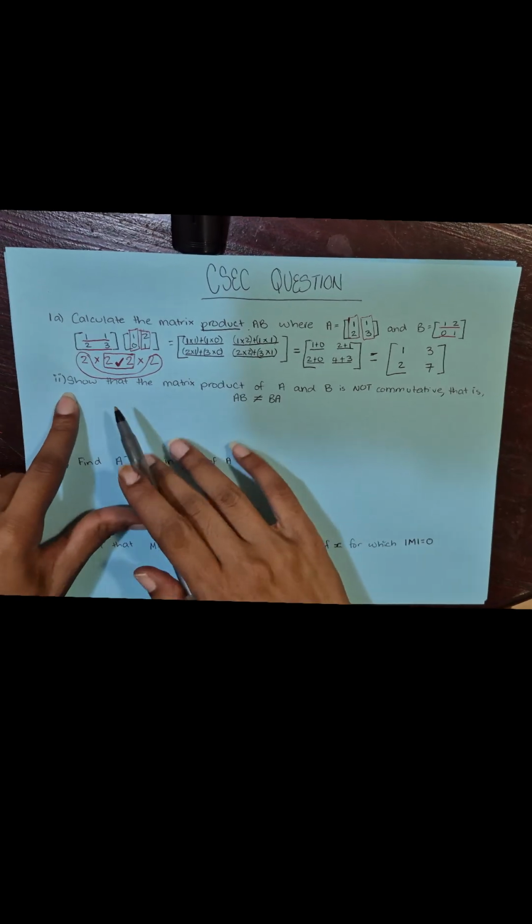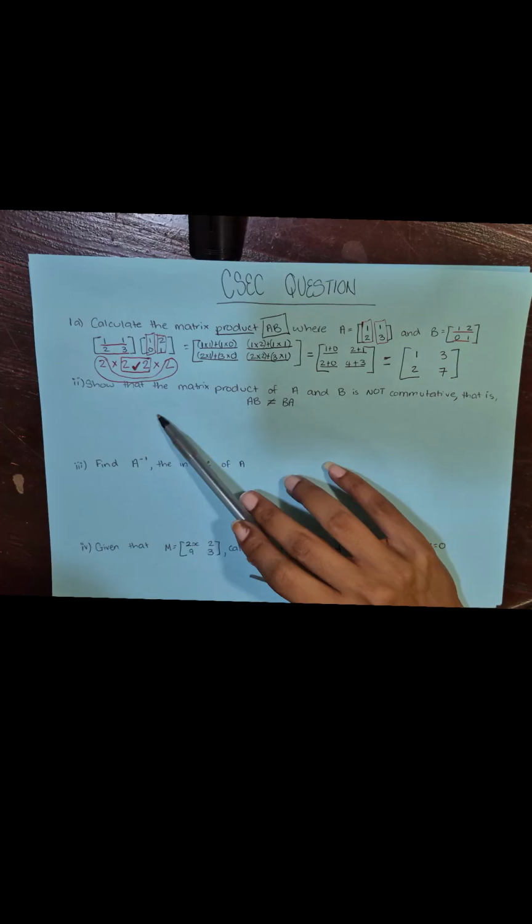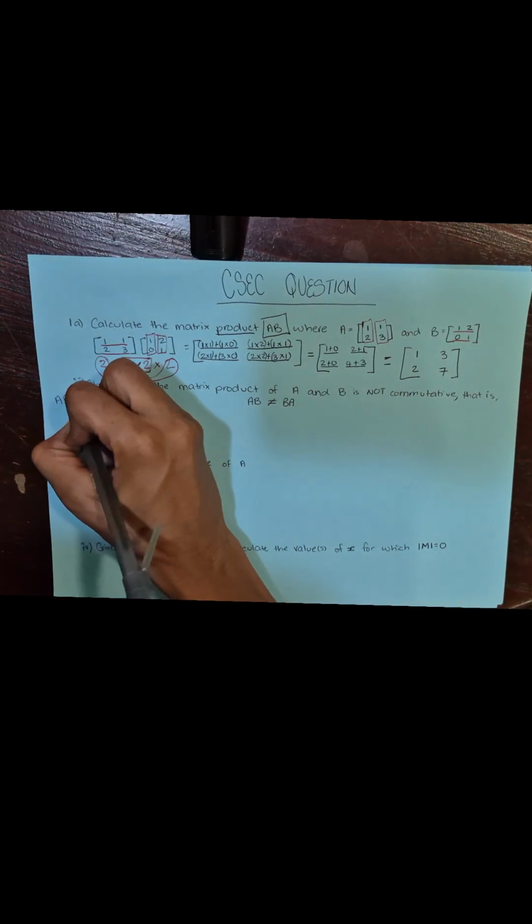Now, next, show that the matrix product of A and B is not commutative. That is, AB is not equal to BA. How can we show this? We've already found AB in part 1. So if we find BA and they're not equal to each other, then we know A and B are not commutative. AB is not the same thing as BA. So let's write AB, which is what we found in the first question. Now let's find BA and see if they're the same.